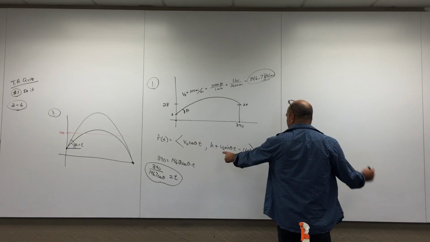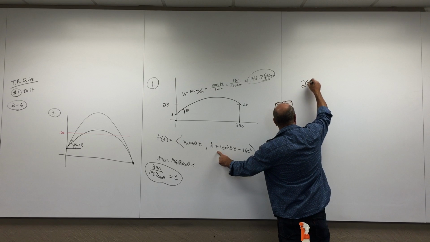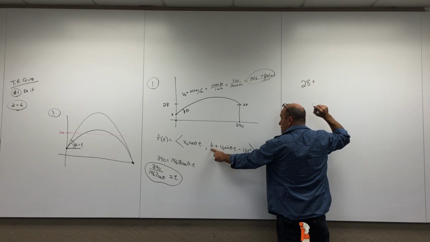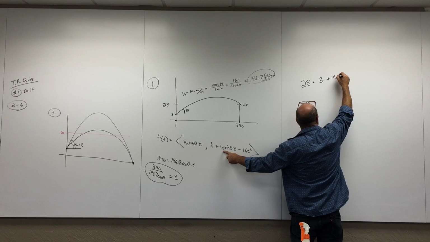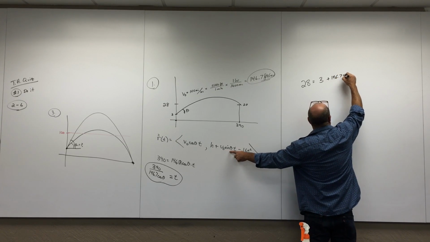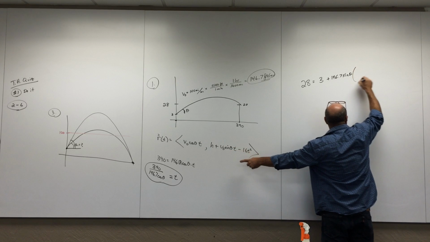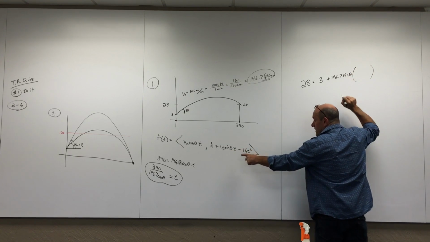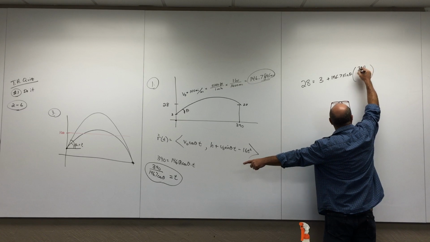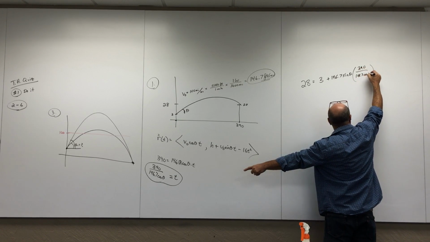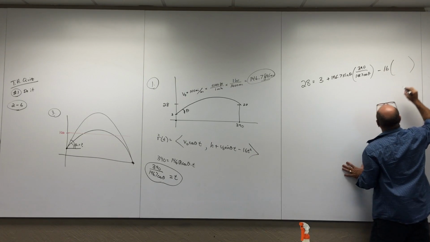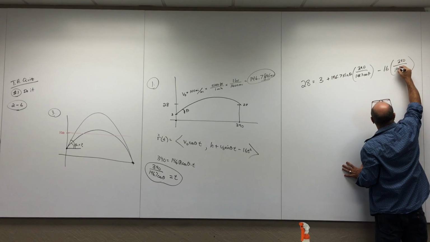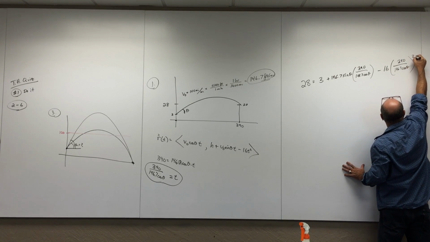What about y? I want y to be 28. And what is h? The initial height. Which is 3. That's my 3, plus 146.7 sine theta times t. But guess what I'm going to do? I'm going to substitute in that t for this t. So that t is 390 over 146.7 cos theta, minus 16 times t squared. I'm going to plug that t in there: 390 over 146.7 cos theta, squared.